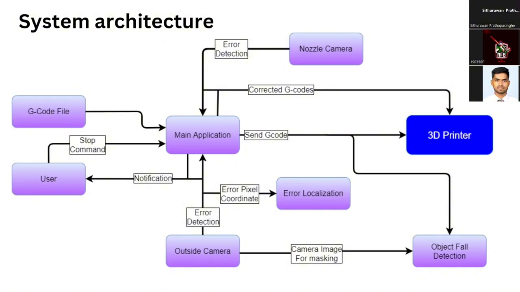There are two cameras in our architecture. One is called the outside camera, and the other one is the nozzle camera. The outside camera is used for certain machine learning tasks like object detection and localization, as well as object fault detection. Other errors, like the most frequent errors, are detected and real-time correction is done by the nozzle camera. Let's move on to objective 1.